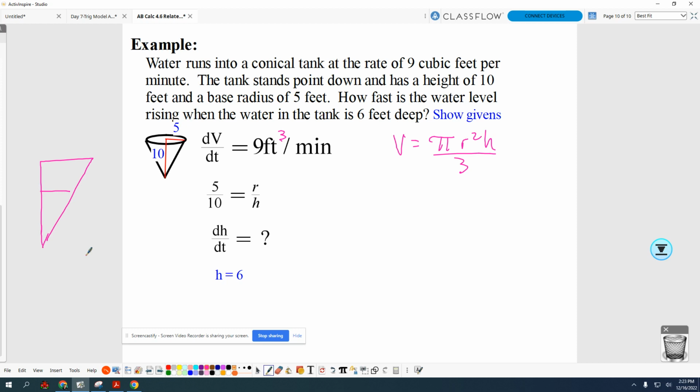Sorry, optimization. I was like, wait, on related rates. Woo. Mine's on cone, I got you. I got you.